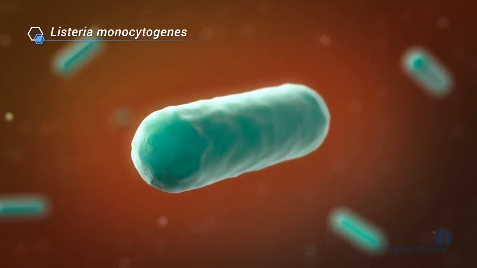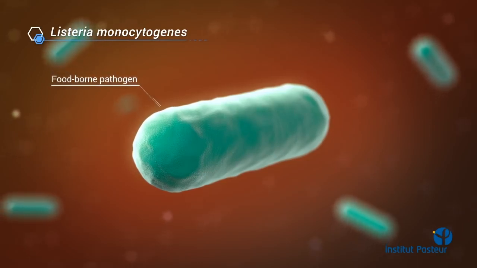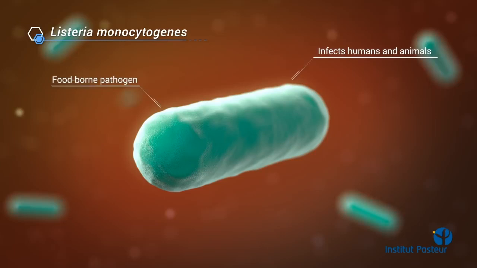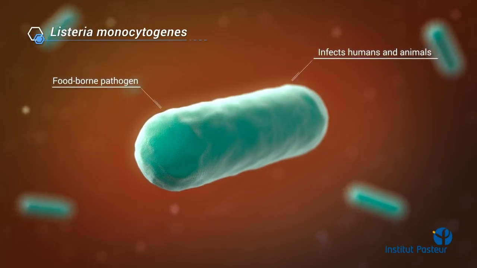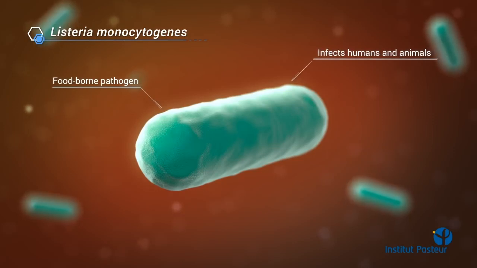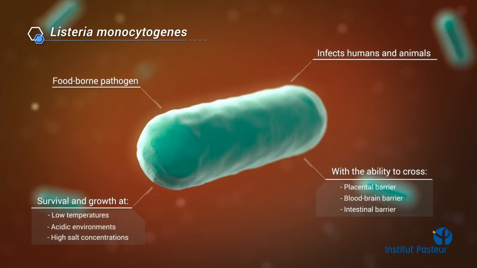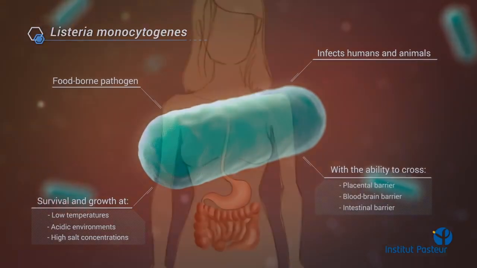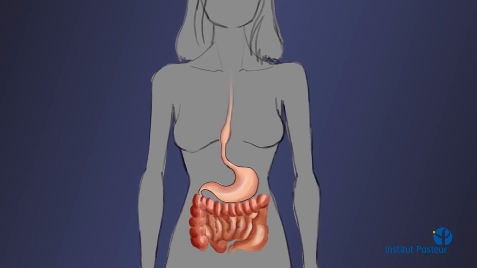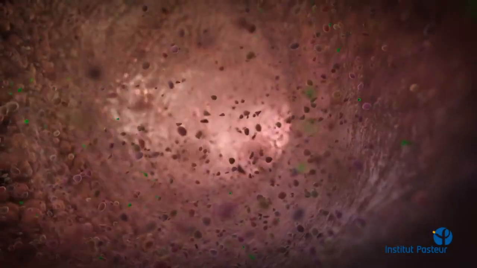Listeria monocytogenes is a well-known food-borne pathogen that can infect both humans and animals. Its characteristics make it a unique model in infection biology. Indeed, it can survive and grow in a wide range of conditions and can cross different host barriers. Infection typically starts via the ingestion of food contaminated with listeria.